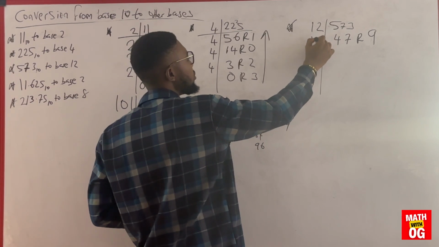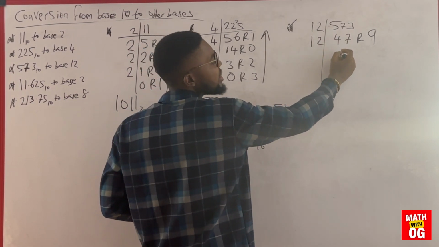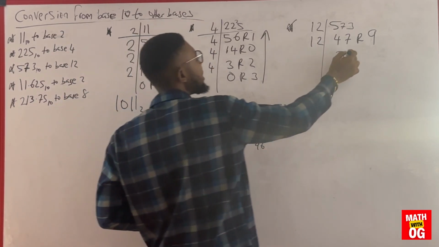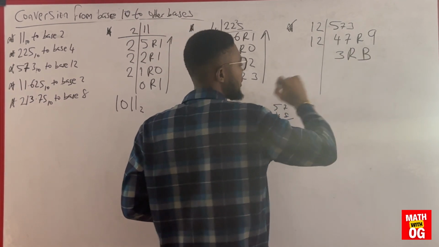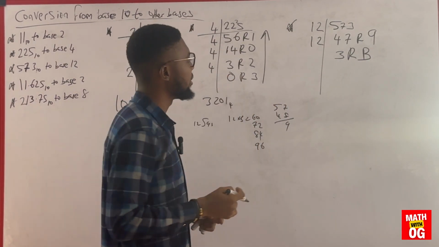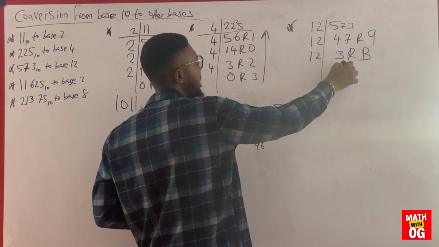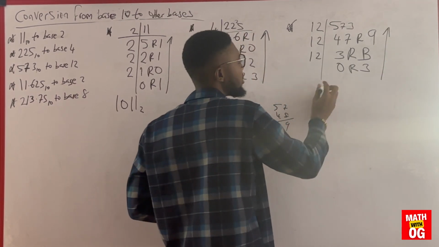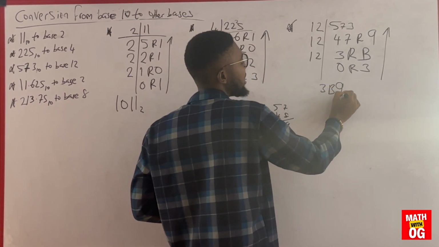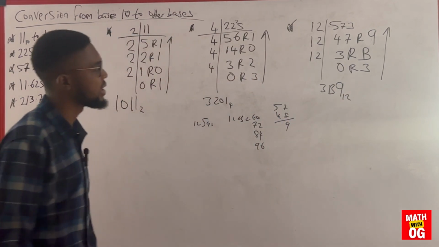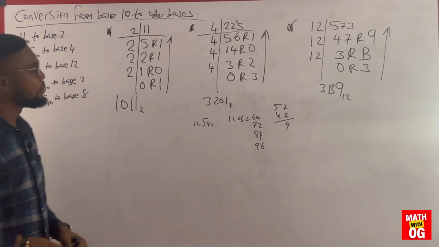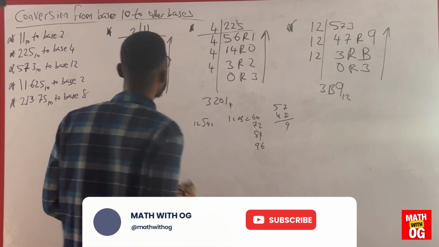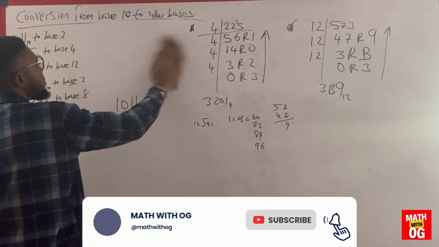So we'll go again. 12 into 47. 12 will go into 47 3 times, which is 36. I will have a remainder of 11. Now I can't put 11 there. So this should give us B, where B is representing 11. Lastly, 12 will go into 3 0 times with a remainder of 3. So I'll read from bottom to top. So this should give us 3B9 in base 12. So 573 in base 10 is simply 3B9 in base 12. And I believe this was what we solved to get 573 in our previous video.